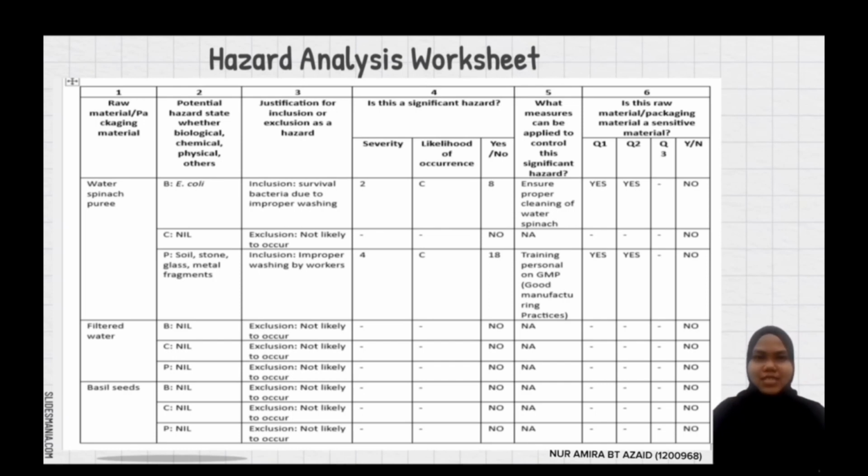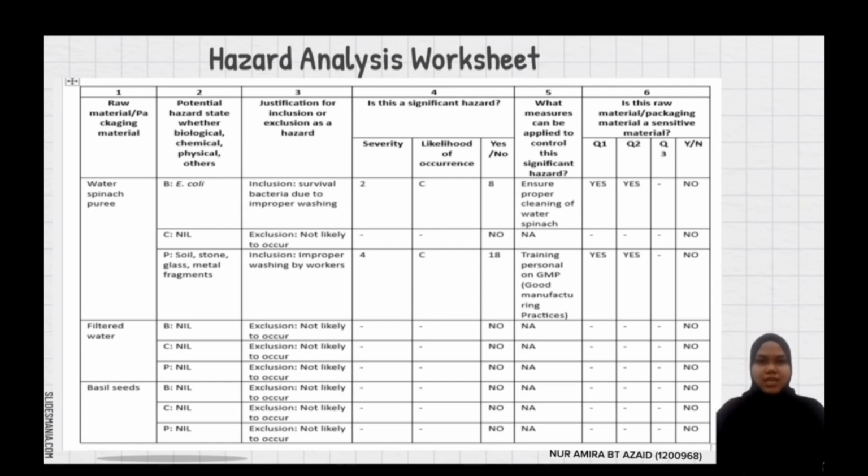Next, for the potential physical hazard of water spinach puree, there's a probability that soil, stone, glass, or metal fragments are present. The inclusion of this hazard is due to improper washing by workers. Its severity is 4, which can generate a customer complaint, and the likelihood of occurrence is C, which can occur in our premise. However, this hazard is categorized as non-significant because the matrix number is 18, and also it is not a critical control point.